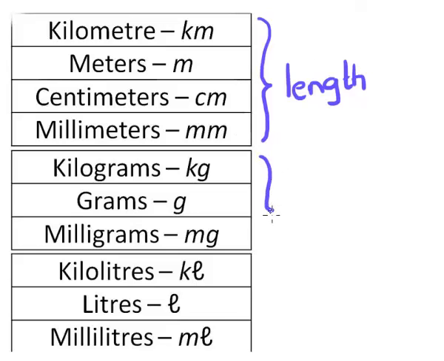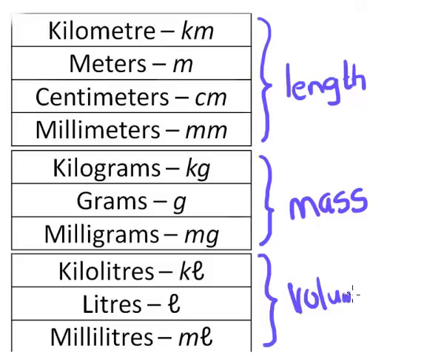The next three on our list here are those that we use for mass, or as we like to call it, weight. Now those are kilograms, grams and milligrams. And then the last three on this list of ours are those that we use for volume. And they are of course your kiloliter, your litre and the milliliter.